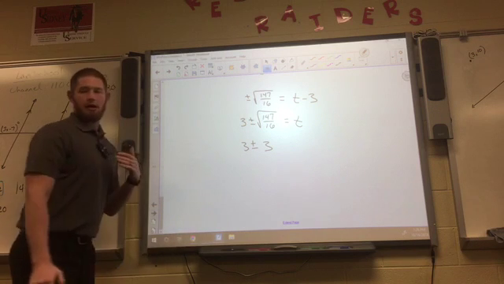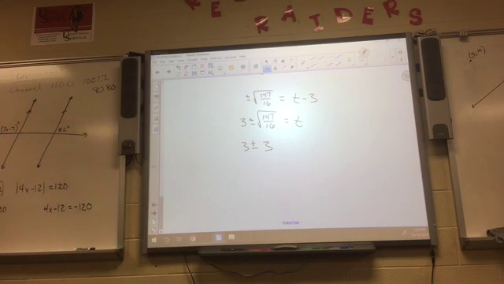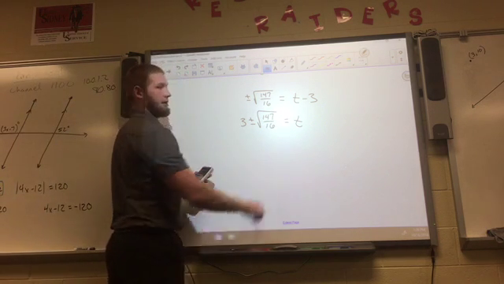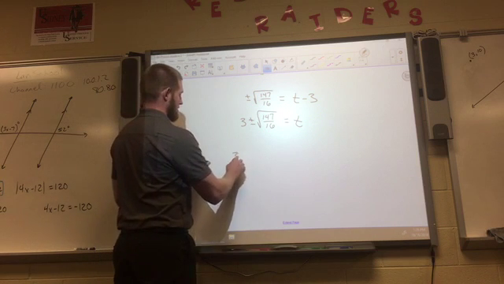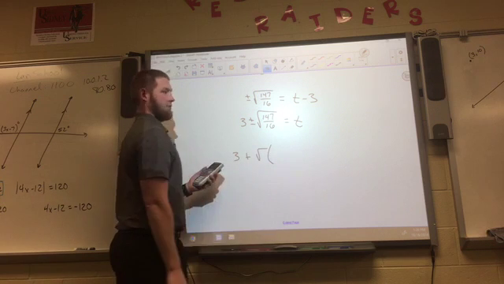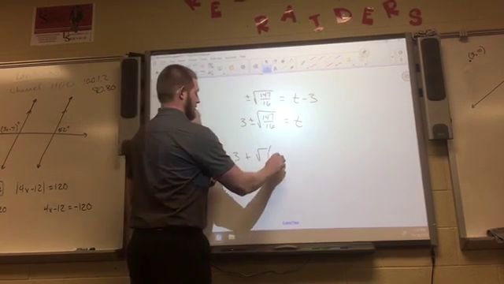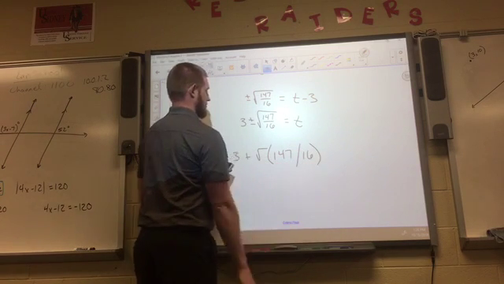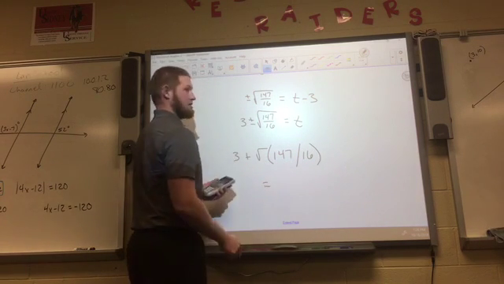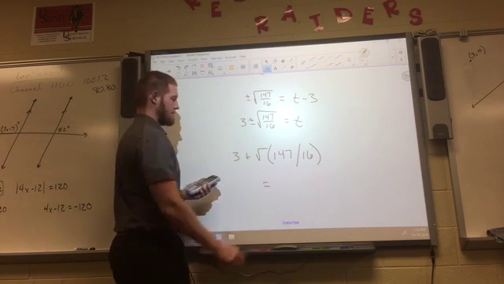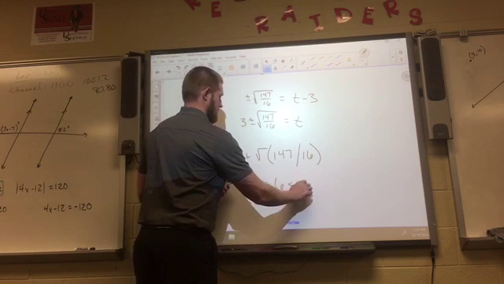So what I did when I did this problem, and I will write on the board exactly how I typed it in my calculator, I just took this right here and typed that right in. So I took 3 plus square root, and it put a parenthesis for me, right? 147 divided by 16, I close the parenthesis, that equals like 6.03. It says round to the nearest second, 6 seconds.